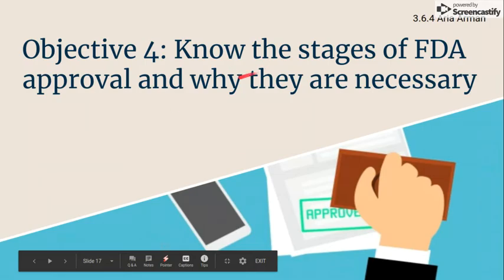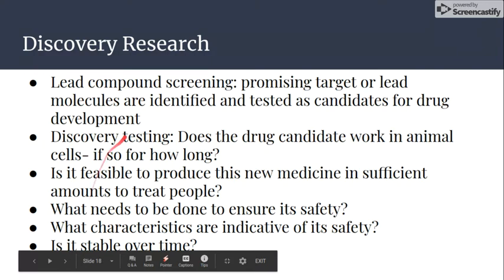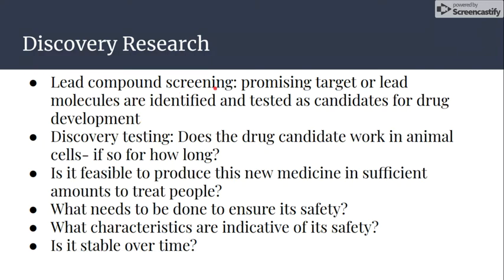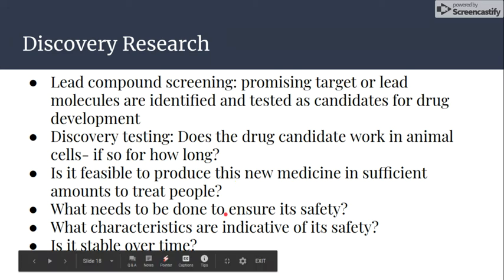Know the stages of FDA approval and why they are necessary. Discovery research, lead compound screening. Promising target or lead molecules are identified and tested as candidates for drug development. Lead molecules. Does the drug candidate work in molecule cells? If so, for how long? Is it feasible to produce this new medicine in sufficient amounts or to treat people? What needs to be done to ensure its safety? What characteristics are indicative of its safety? And is it stable over time?